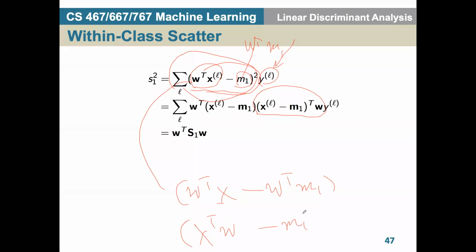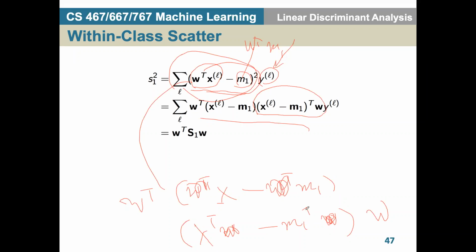Minus m1, okay? And you can take this W out. This W^T can be taken out, so this gives you this, and this transpose can be taken too. So this is the value. Of course, this y_l should be here. It's like a select operation in SQL language.